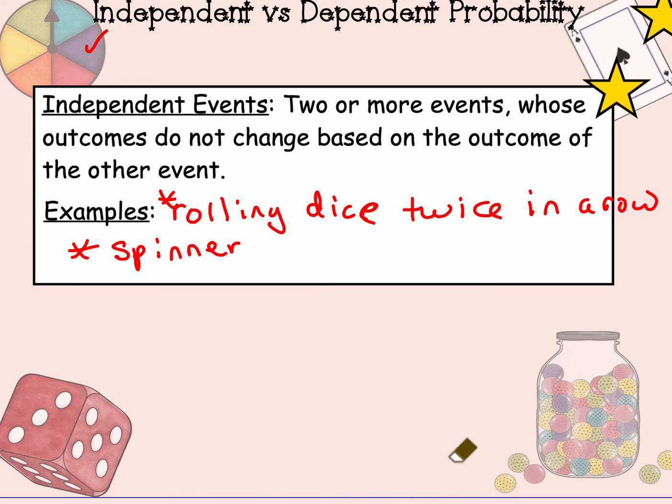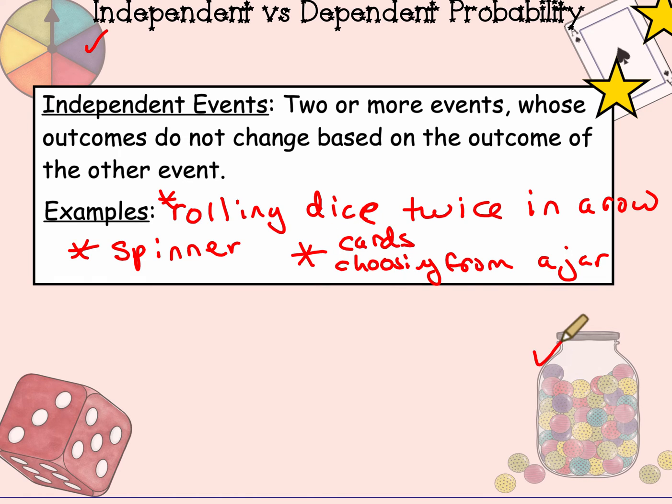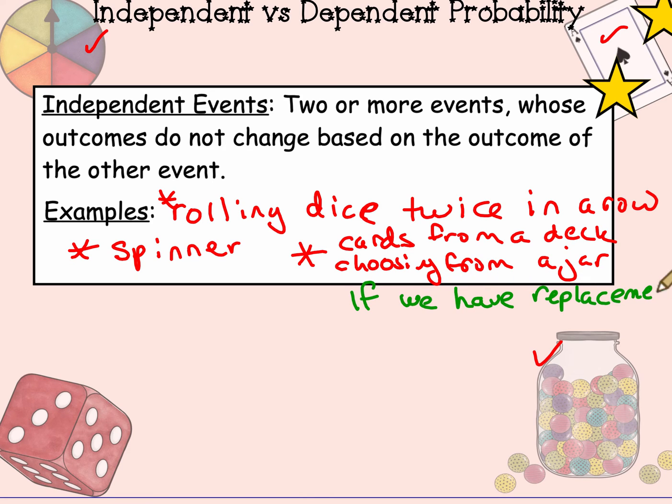Okay, when it comes to things like cards or picking from a jar, like the marbles here, they're only independent if we have replacement. That means you pick it and you put it back. So before you pick a second card, you have to put the first card back. Before you choose the second marble, you have to put the first one back. That's what keeps them independent.